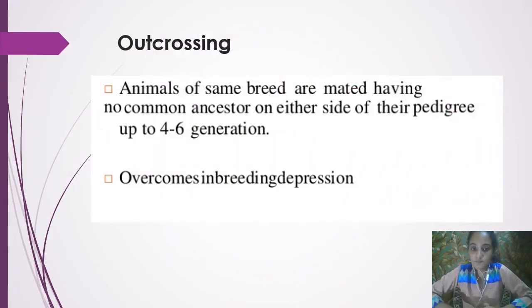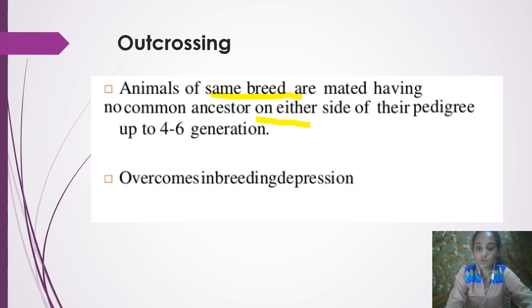Outcrossing, the same thing. The animals of the same breed, you please learn, even though minor differences are there, but you have to learn these words. It can come for define. Okay, so animals of the same breed, but they don't have any common ancestors for at least 4 to 6 generations. And what is the advantage of outcrossing?